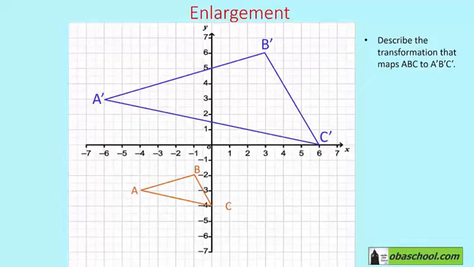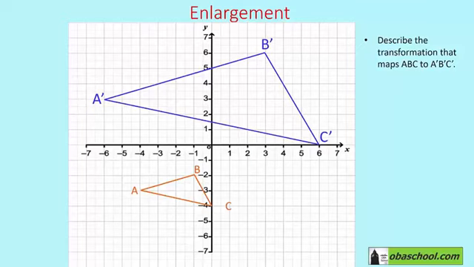We will be solving the following exercise. The exercise says, describe the transformation that maps ABC to A prime, B prime, and C prime. So basically you need to find two things. You need to find the center and you need to find the scale factor. Well, each one has its own way of solving it.